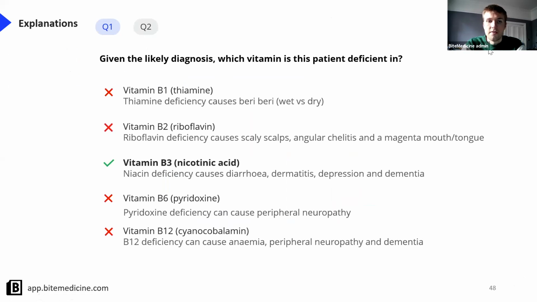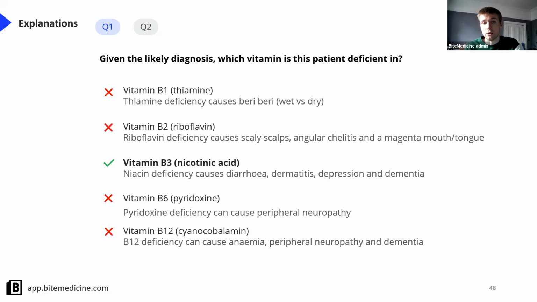So, thiamine deficiency. Yes, you do see it in chronic alcoholism. It causes conditions for beriberi. You've got your wet type and your dry type. The wet being sort of these cardiovascular symptoms that you get. The dry being the more classic one that we all think of with the sort of neurological signs like cognitive deficits. However, it's not the most correct answer. Riboflavin deficiency, scaly scalp, sort of inflammation in the corner of the mouth, you get a description of a magenta mouth or magenta tongue. Vitamin B3, niacin, is the most correct answer here.